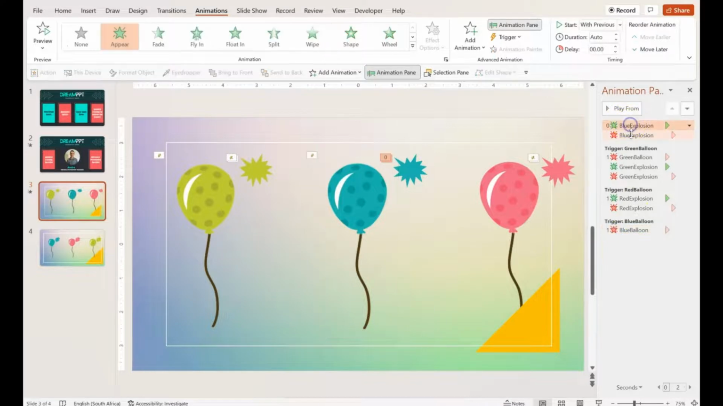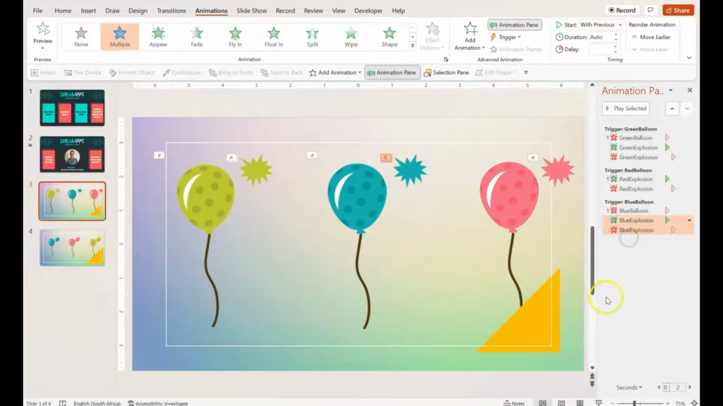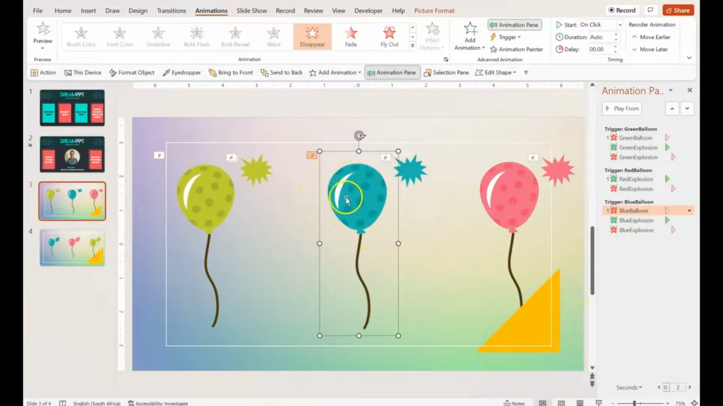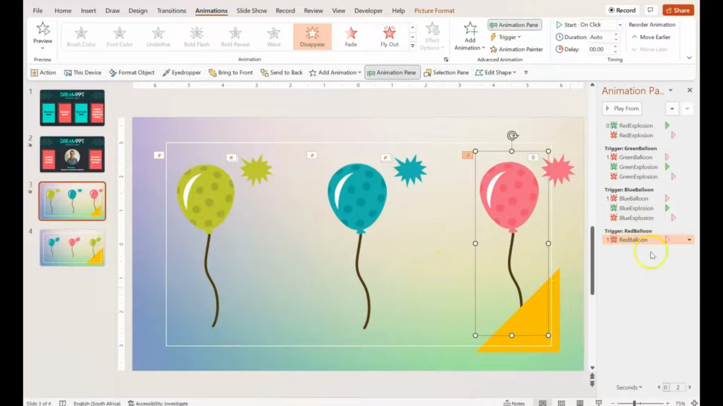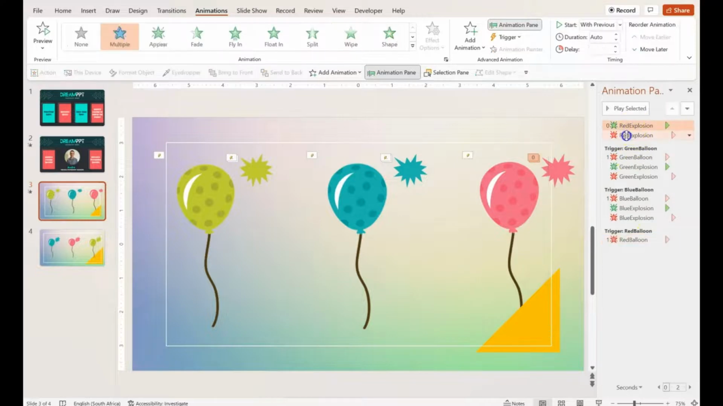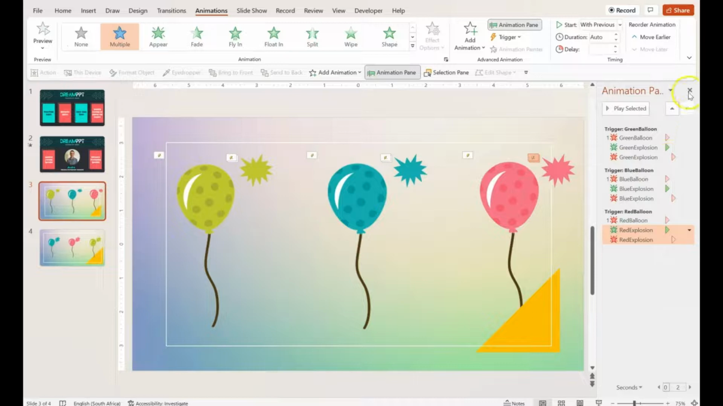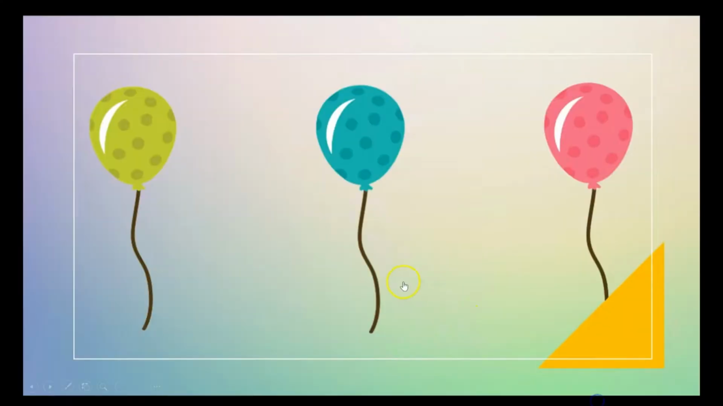For some reason these animations went away, so I'm just going to put them back. And now you can do the same thing. The blue balloon now has the animation, so I'll click on it, click on animation painter, and I'll add it to the pink balloon. You'll see these animations moved away for some reason, so I'm just putting them back. You can close this and let's quickly test it.